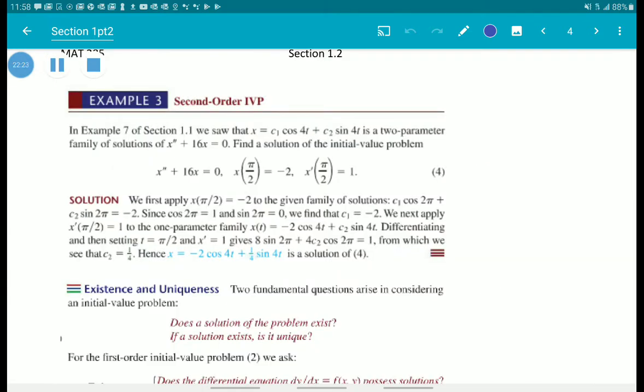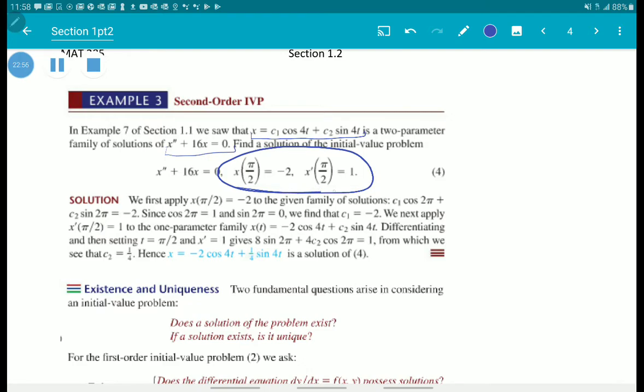So now let's look at a second order initial value problem. So we have the differential equation x double prime plus 16x is equal to 0. And they're telling us the solution is x equals c1 cosine 4t plus c2 sine of 4t. Since this is a second order differential equation, to find a particular solution, you have to have two initial conditions. Notice we have two initial conditions here.